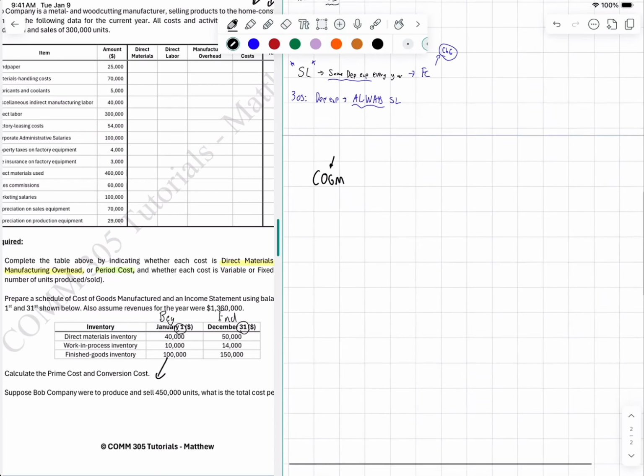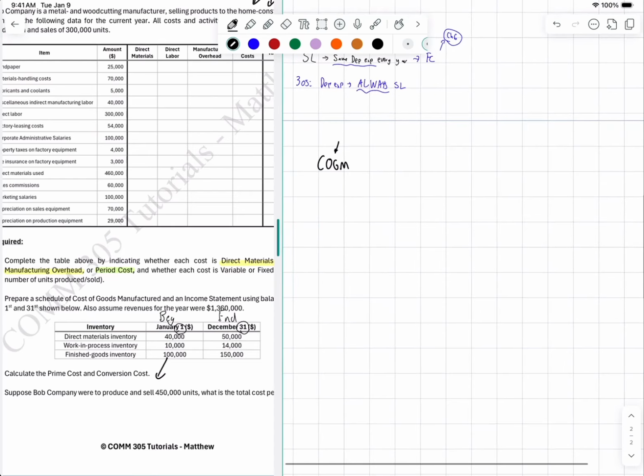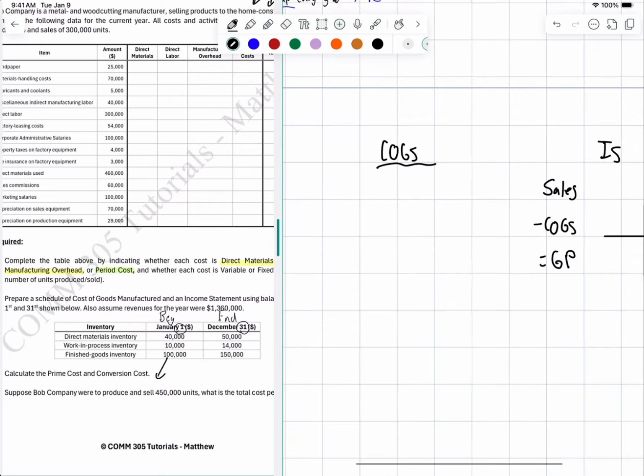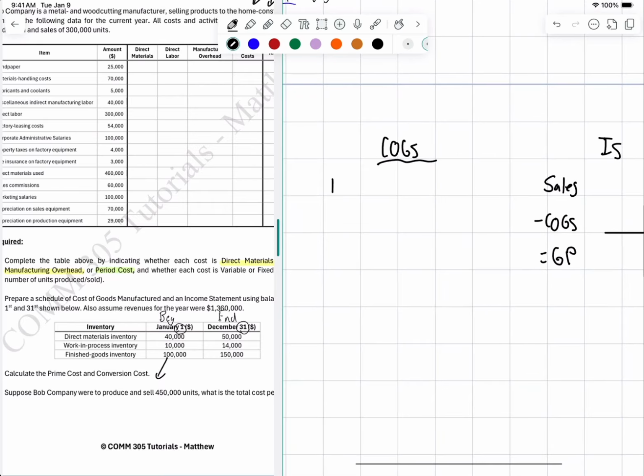Because, guys, let's actually do it in a 3-step approach, a little bit different than the theory video, right? You have your COGM schedule, you have a COGS schedule, right? And then we have the income statement, right? Because if we're going to do the income statement and make it look nice, like sales minus COGS equals gross profit, we need to make sure we have cost of goods sold, right? Now, to solve for cost of goods sold, you take your beginning finished goods plus your COGM minus your ending finished goods, and that's what gives you COGS.